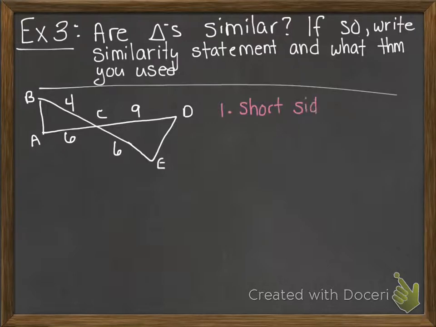Let's start with my short sides. What's my short side of triangle ABC? 4. So I'm going to take BC and put it over my short side of CDE, which is... good. What does that simplify to? 2/3. Good.